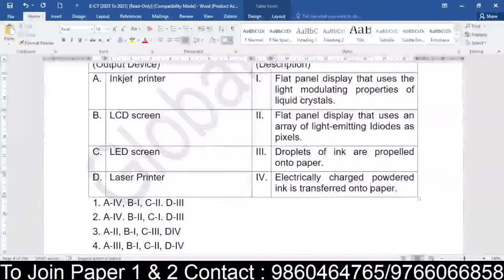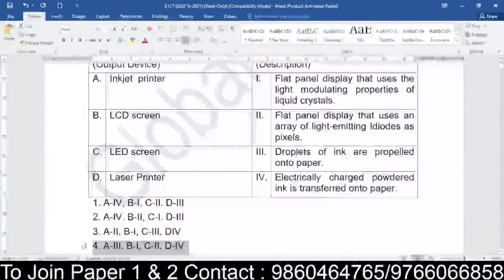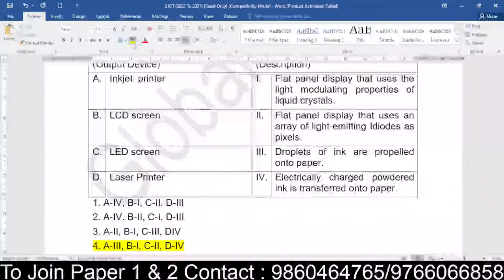Yes. So if you see match the pair, when we talk about inkjet printer, definitely it is the droplets of ink which are propelled onto the paper. So A is what? A is 3. If you see none of the options, A is 3, so your right option stands to be 4, but it is safer to have a quick clarity on all the options.